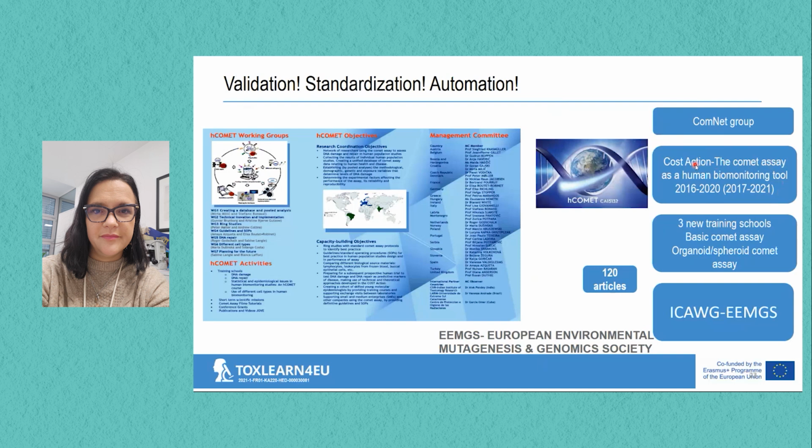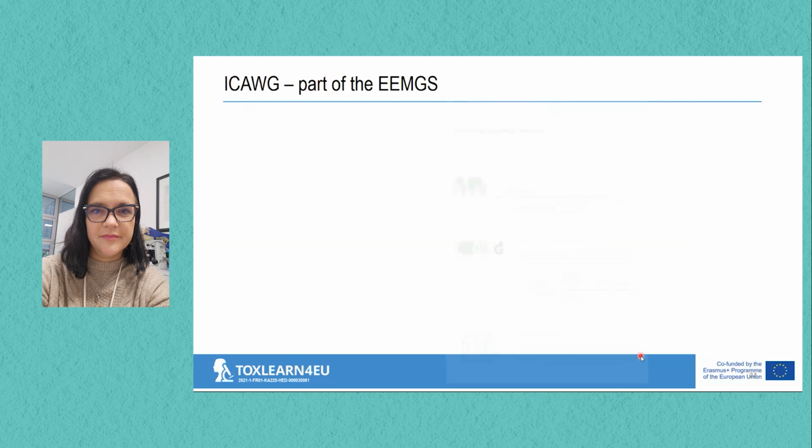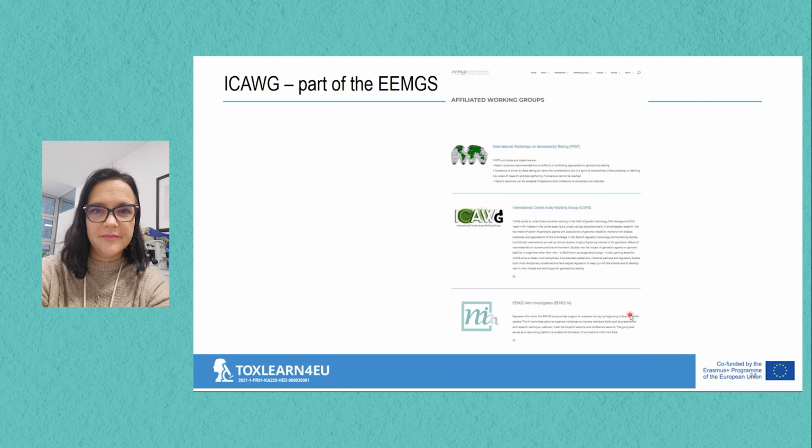And after the finishing of this COMET assay, where they have made validations, now they are gathered in a group called International Comet Assay Working Group under the supervision, let's say, of the European Environmental Mutagenesis and Genomics Society. And on the web page of this EEMGS Society, you can check the protocols, the news, and everything about this International Comet Assay Working Group.